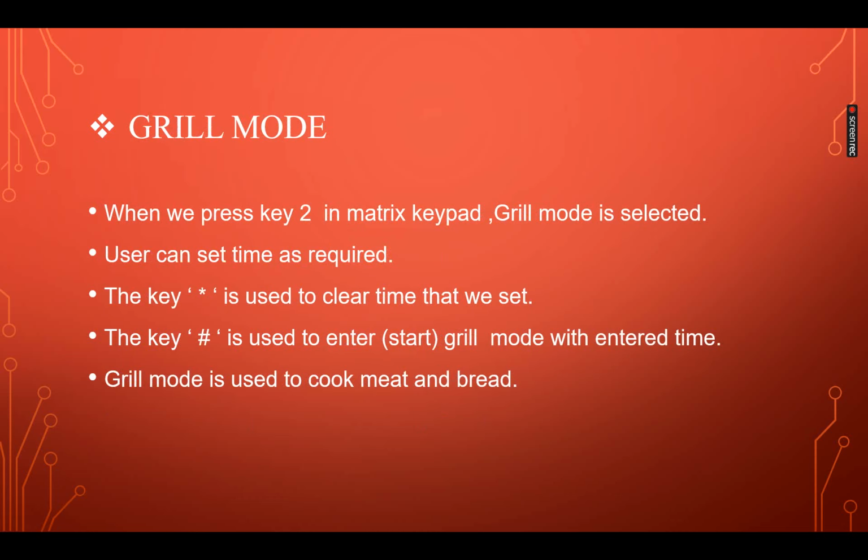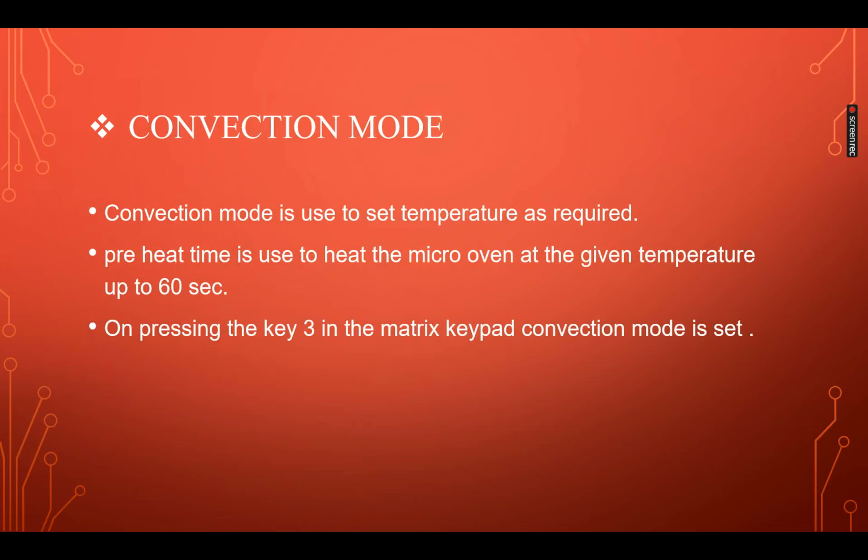Grill mode. When we press key 2 in the matrix keypad, grill mode is selected. We can set the time as required. As in the micro mode, grill mode has two commands to clear and enter, star and hash. Grill mode is used to cook meat or roast bread, etc.